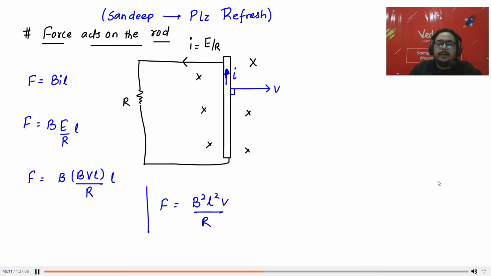You can remember this like a formula also, or you can simply remember BIL is the force and current is EMF upon resistance. This is the formula that we remember. Please everyone note it down and ask me your doubts if you have any.